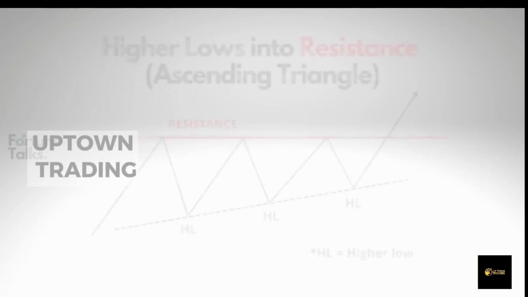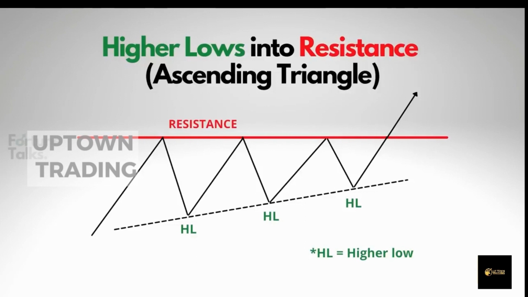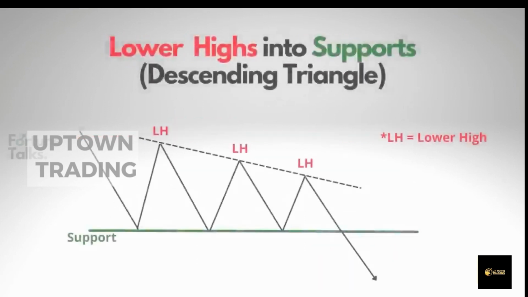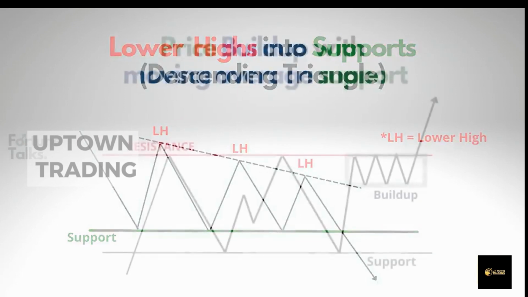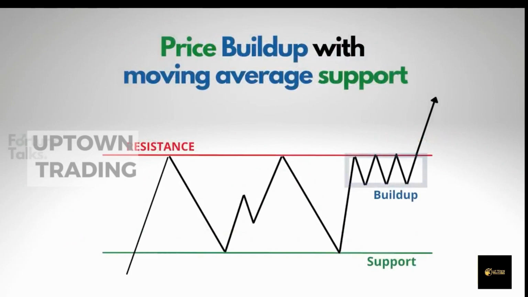We have to look for higher lows into a resistance, which somewhat look like an ascending triangle, or we should look for lower highs into the support, which somewhat looks like a descending triangle, or even a third type where there is a price buildup which is supported by a moving average. Now let me cover each one of them.